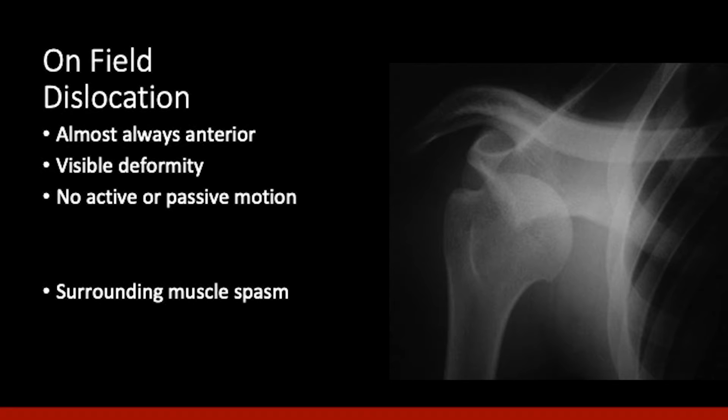And we can go through a little bit more of this when we have our physical exam breakout sessions. We can talk about how to deal with these on the field of play. But the vast majority of these that you're going to see are going to be anterior dislocations. There's usually visible deformity associated with this. As I just mentioned, they're not going to have any active or passive motion. And for most people who have an anterior shoulder dislocation, the reason that shoulder is staying dislocated is because the surrounding musculature has gone into spasm and it's holding the ball out of the socket.